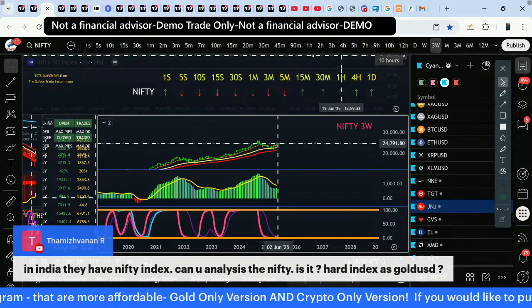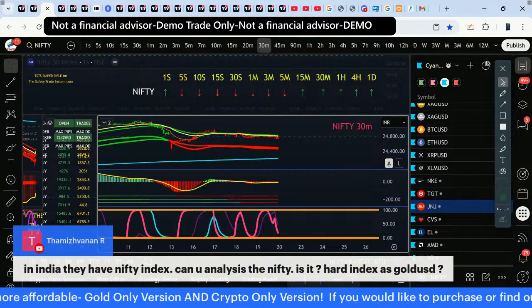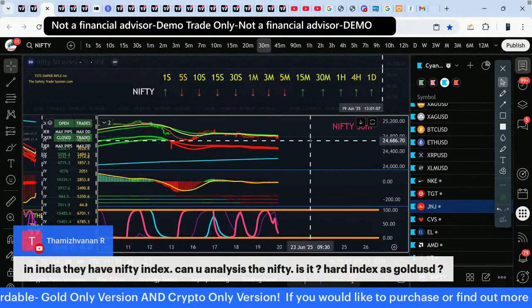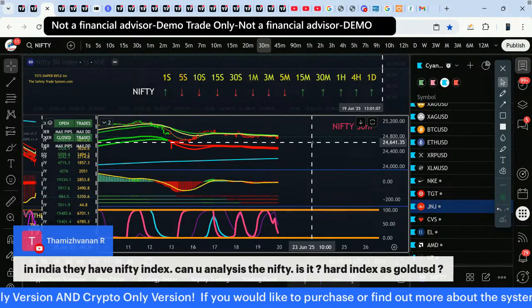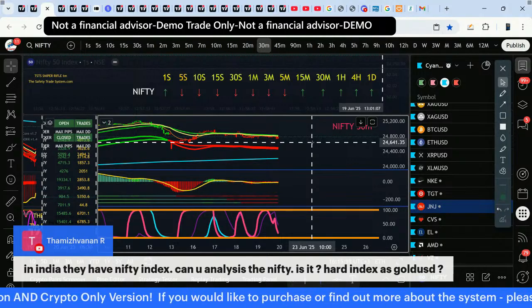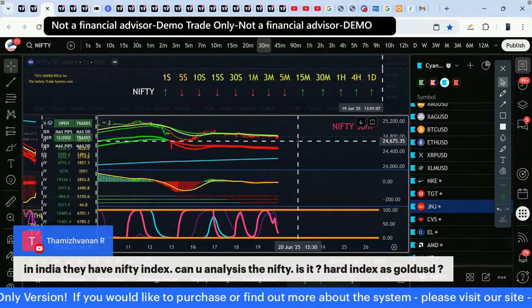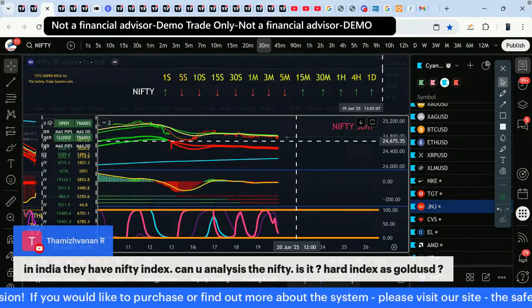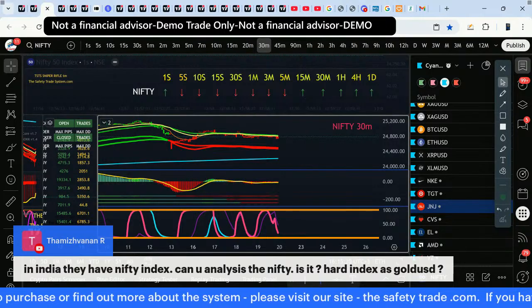I would take any 30-minute buy stop. Let me see if we have a 30-minute buy going. No, we do not. Be careful here. It's a sell on the 30 minutes. So it's going to dip a little, but take any 30-minute buy stop you can find on Nifty. It's not a bad trade. You're just a little late to the party. Demo trade only. I am not a financial advisor. I hope that helped you a lot. Nifty is cute.